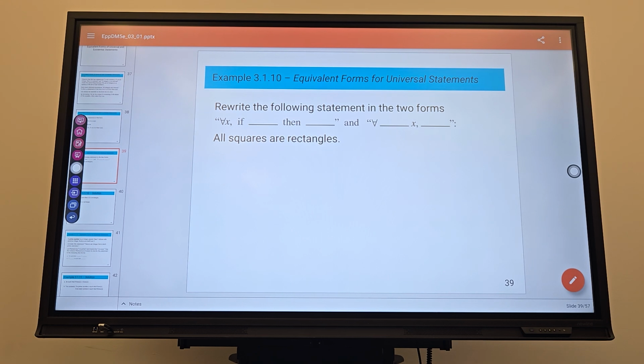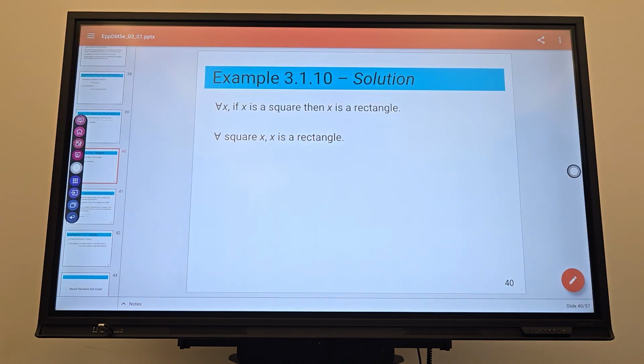Rewrite the following statements in the two forms. All squares are rectangles. For all x, if x is a square, then x is a rectangle. For all squares x, x is a rectangle. That sounds about right. For all squares x, x is a rectangle, yeah. If x is a square, then x is a rectangle.